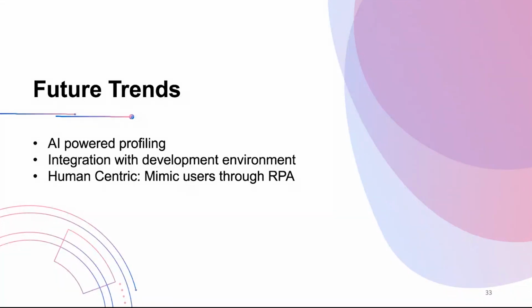The future trends for optimization are more related to AI-powered profiling, integrating with development environments, and more human-centric development, like mimicking users through RPS and other things. Let's say there is an AI bot; we can predict based on the data that we provide whether a particular piece of code can cause a bottleneck in the production environment or not. For that, we first have to capture the data from the development environment or the UAT staging environment, and based on the captured data, we can construct the AI bot, which can predict the occurrence of events within our application.